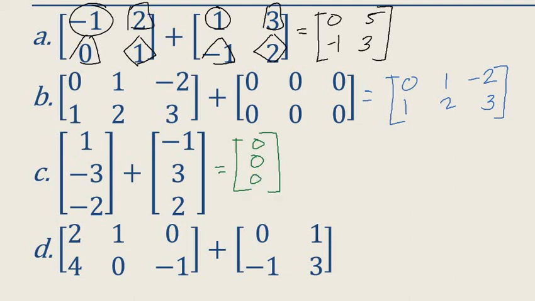Letter D. As we can see, letter D is a 2 by 3 matrix, but the second matrix is a 2 by 2. This is a 2 by 3, and this is a 2 by 2 matrix. Therefore, the sum of these matrices is undefined because they are of different size.